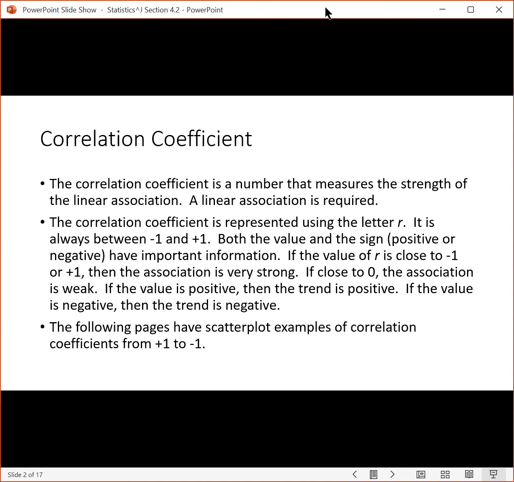If the value of R is close to -1 or +1, then the association is very strong. If close to 0, the association is weak. If the value is positive, then the trend is positive. If the value is negative, then the trend is negative. The following pages show examples of scatter plots of coefficients ranging from +1 to -1. All right, so let's take a look at these.